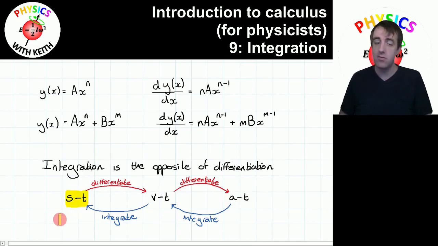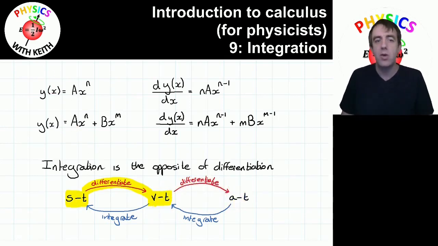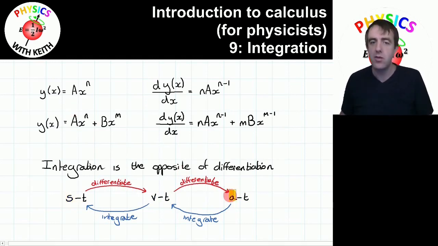So if we have a graph of some function, displacement versus time, and we've seen graphs like that before in earlier videos, we know that if we differentiate this, we get a graph of velocity versus time. And if we differentiate that, we get a graph of acceleration versus time. Well, integration is doing the opposite process. If we have a graph of acceleration versus time and we integrate it, then we get a graph of velocity versus time. And if we integrate that, then we get a graph of displacement versus time.